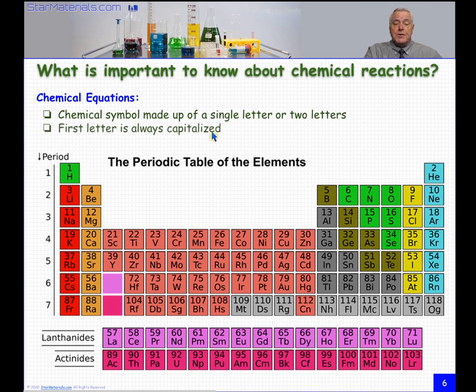The first letter is always capitalized. So here in iridium, you have I, capital I, small r. And lithium, L, capital L, I. Beryllium, capital B, small e. Some of these names might not be obvious. They come from the Latin and the Greek words. We'll get to that.